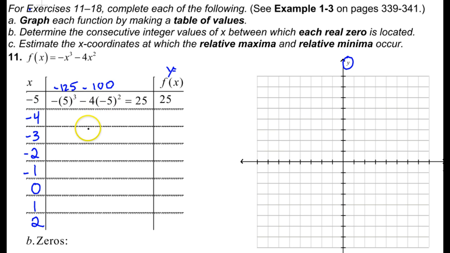Did I plug that in correctly? Instead of a 5, it's supposed to be negative 5. Oh, right here? There we go. A little mistake. Knew something was wrong. So 125 minus 100 gives us 25. And just repeat the process.